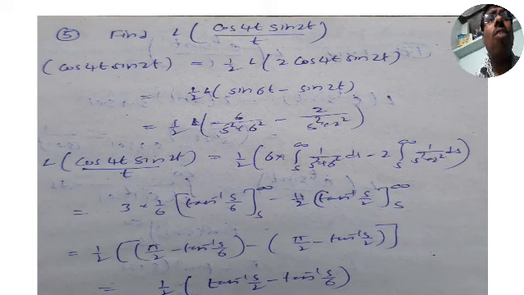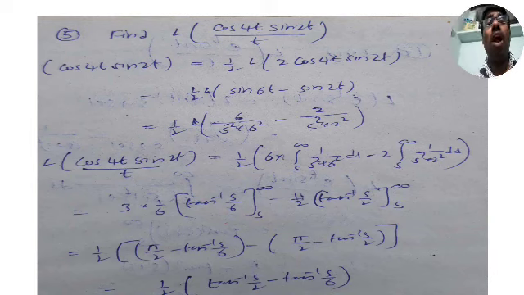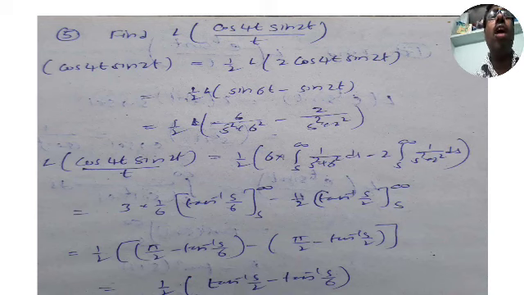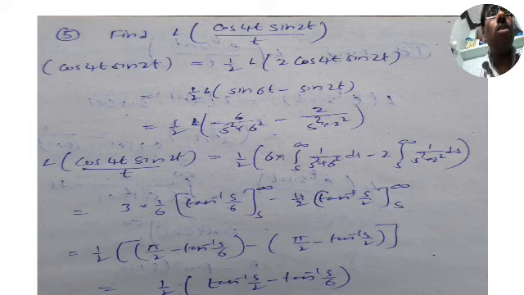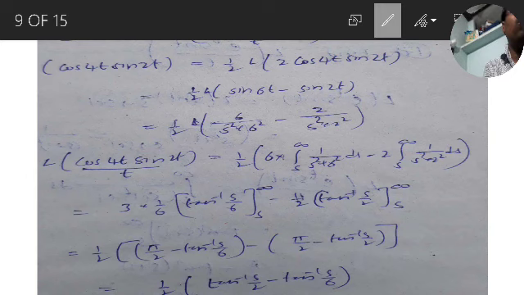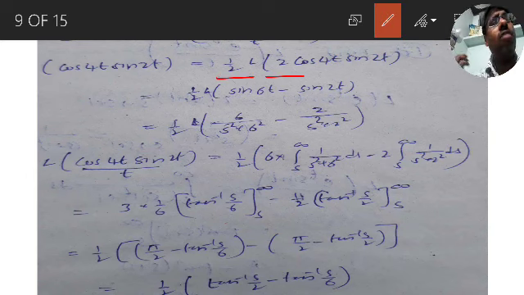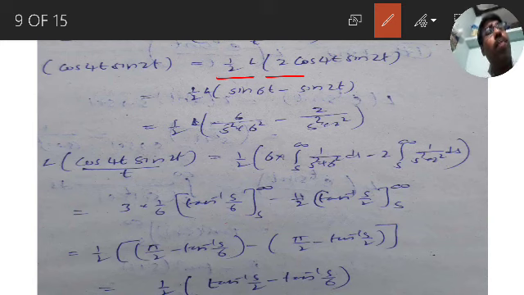Now, L of cos 4t into sin 2t. We didn't have a formula for this. We have a formula for L of sin at, and a formula for L of cos at, but we don't have a formula for L of cos at into sin bt. So what to do here? You have to multiply and divide by 2. Why? Because 2 cos 4t sin 2t is of the form 2 cos A sin B.